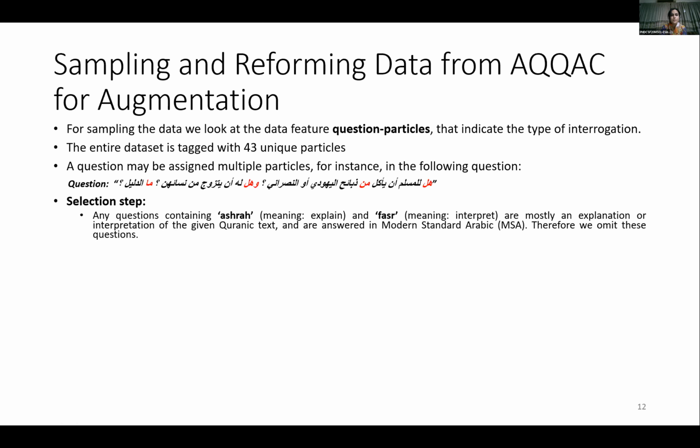So what we did was, as a first step of selection, the questions that were containing Ashra or Fasr, they were mostly asking for the interpretation of the Quranic text. So we left them out.